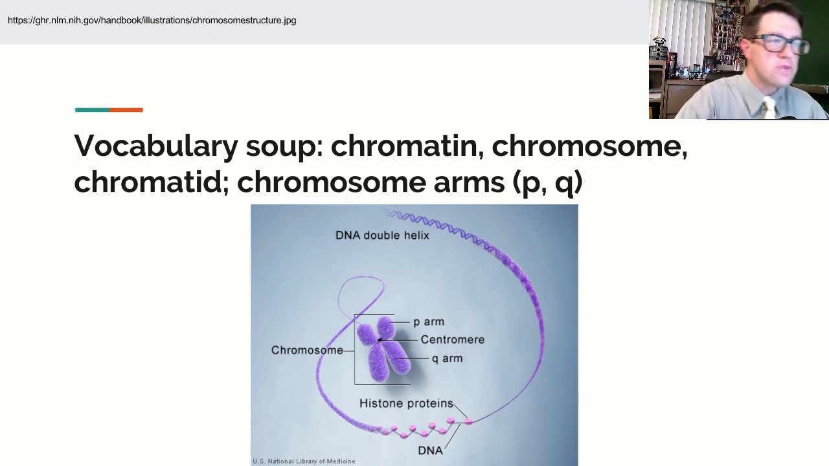That entire X structure is called a chromosome. The middle part that connects them is called a centromere, meaning the center part. But each of those lines, so if you look at it, you have, of the X, a right side and a left side of the X.